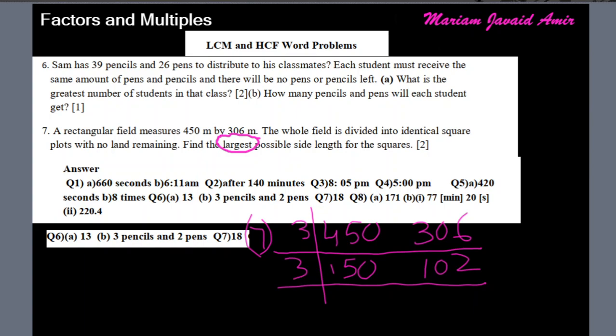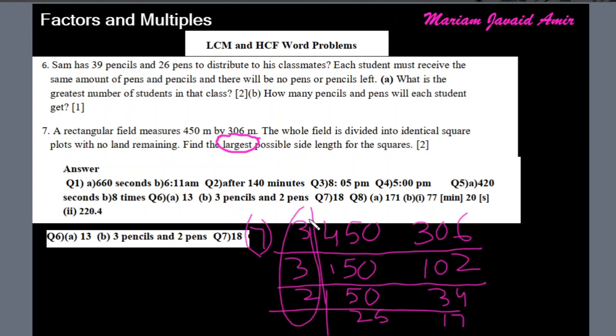Now let's divide this with 3 again. 150 divided by 3 is 50, and 102 divided by 3 is 34. Now let's divide this with 2. So this becomes 25 and this becomes 17. Now we don't have a single number that divides these two numbers, 25 and 17. So the HCF will be the product of these: 3 times 3 times 2, which is 9 times 2, which is 18.